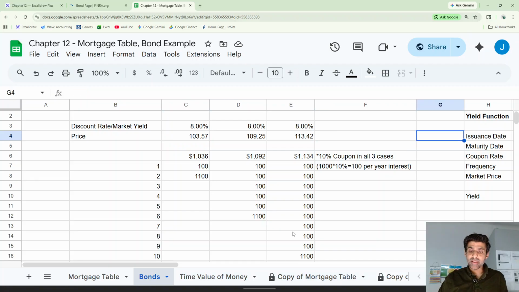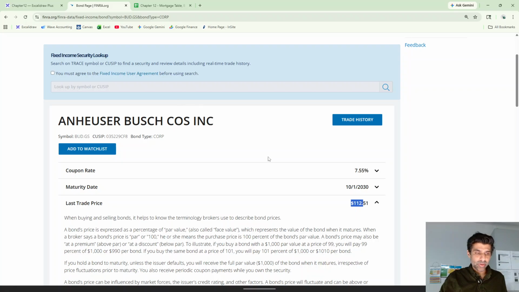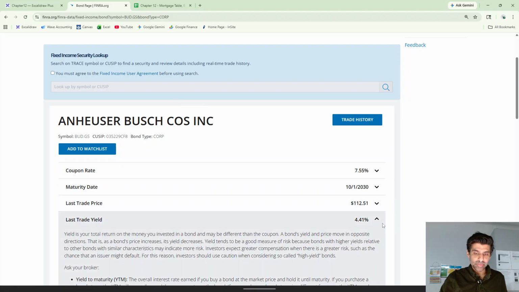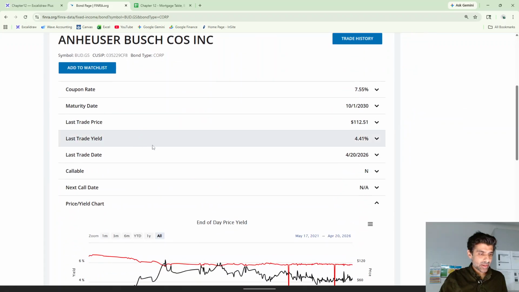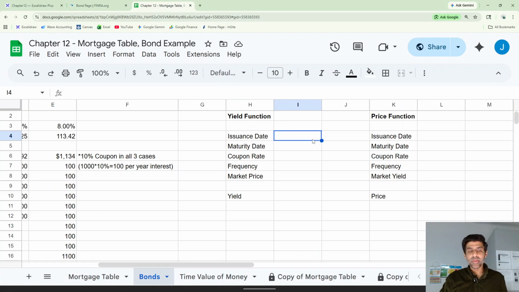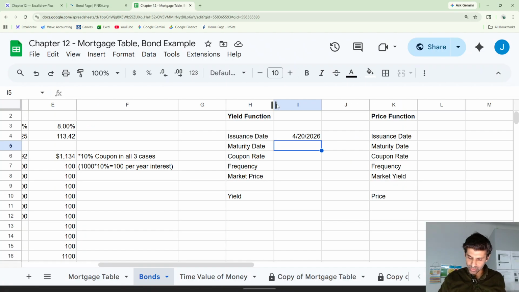Okay, so there's a function in Excel that can actually do the same calculation. So let's just do it for this bond issuance, so you can understand the different parameters. Okay, so this bond traded at, let's see, when did it trade? 4/20. Okay, so 4/20/2026. So the issuance date or the trade date, this is going to be the date that you're starting the investment. So 4/20/2026. Maturity date it said was 2030. So 10/1/2030.